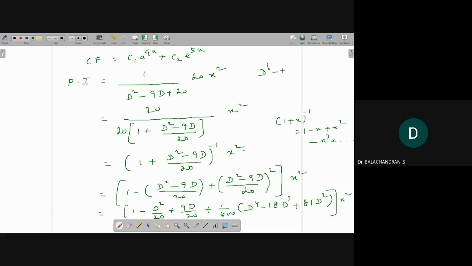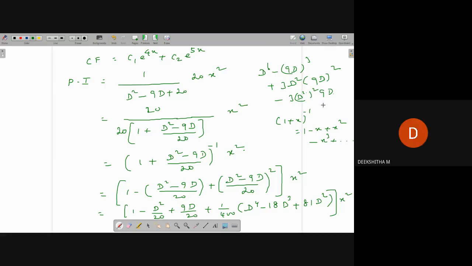Minus 9d whole cube, plus 3ab square, minus 3a square b. So here also d cube, here d square, d power 4, here d power 4, d power 5. So I don't have a d square term, so that's why I don't write it here.